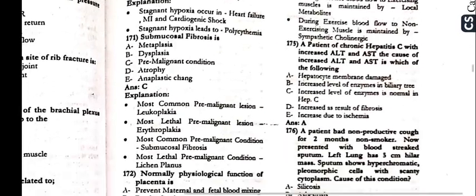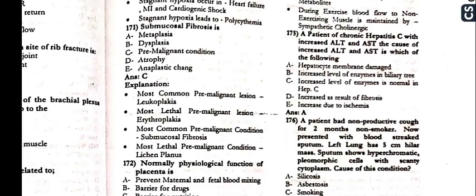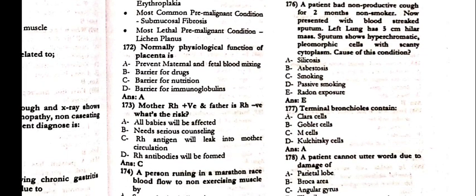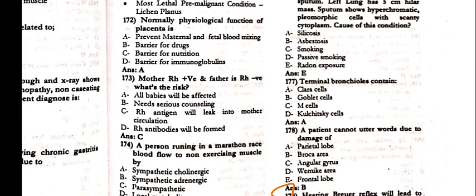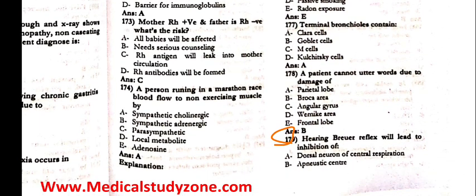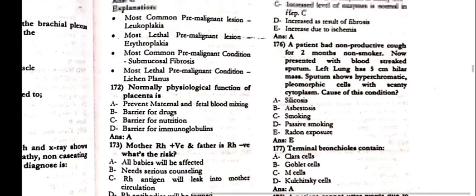Next, 171. The submucosal fibrosis is the pre-malignant condition. Normally, physiological function of the placenta is to prevent maternal and fetal blood mixing. Mother Rh positive, fetal Rh positive, and the father is inactive. What's the risk? That is the Rh antigen will leak in the mother circulation. A person running in the marathon race, blood flow to the non-exercising muscle is by the sympathetic cholinergic.